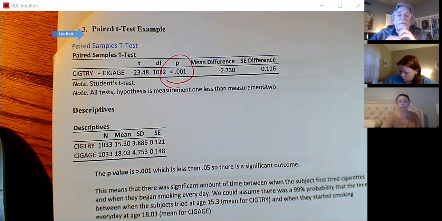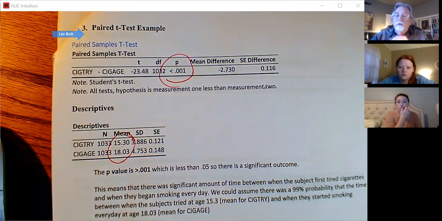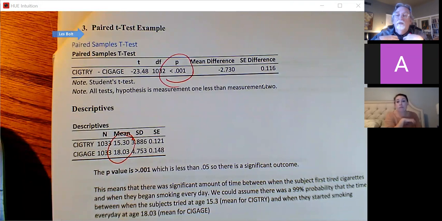When we look at the descriptive statistics, we find that people tried smoking at roughly about 15 and on average did not actually begin to smoke regularly until about 18. So there was a significant period of time between when they tried and when they actually began smoking. Now, as a public health person, that might be an interesting piece of information because it means that we have the opportunity to intervene.